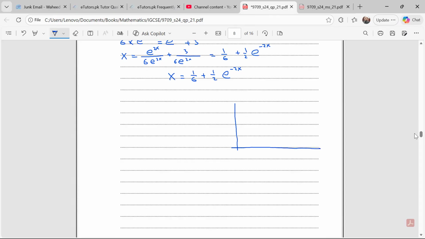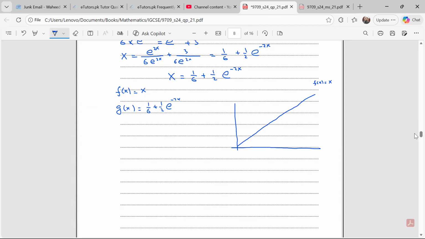Let's talk about two functions. One function is x, the left side, and the other function, let me call it g of x, is the right side, which is 1 by 6 plus 1 by 2 e to the power minus 2x, right? So we have to find the value of x when both functions are equal. This function is easy. The first one is just a straight line, so this is f of x equals x.